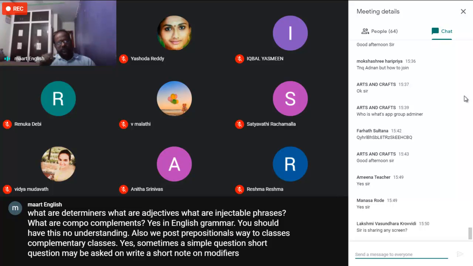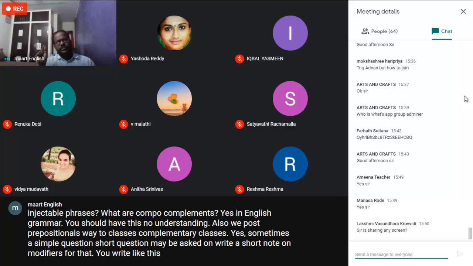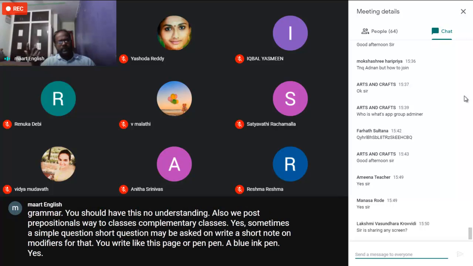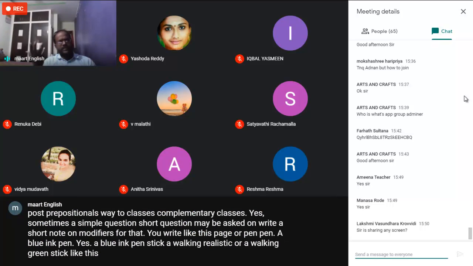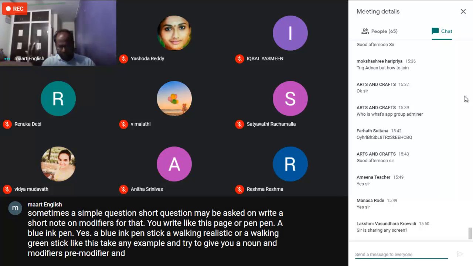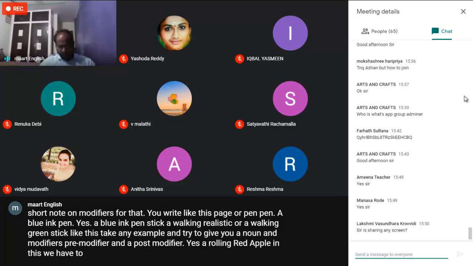For that, you write like this: a pen, a blue ink pen, a walking red stick or a walking green stick. Take any example and try to give the noun and modifiers, pre-modifier and post-modifier. A rolling red apple has two modifiers. Now you can look at the table, determiners.